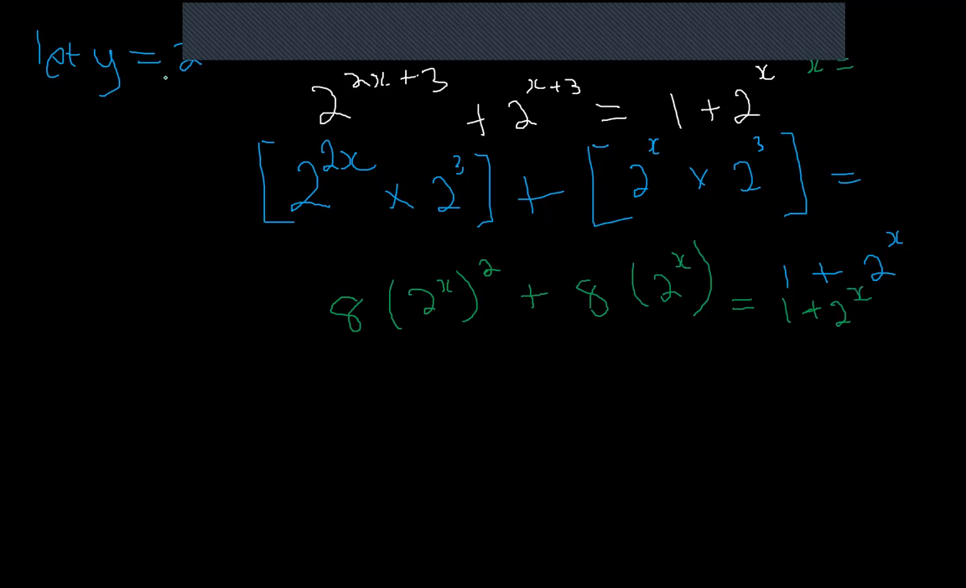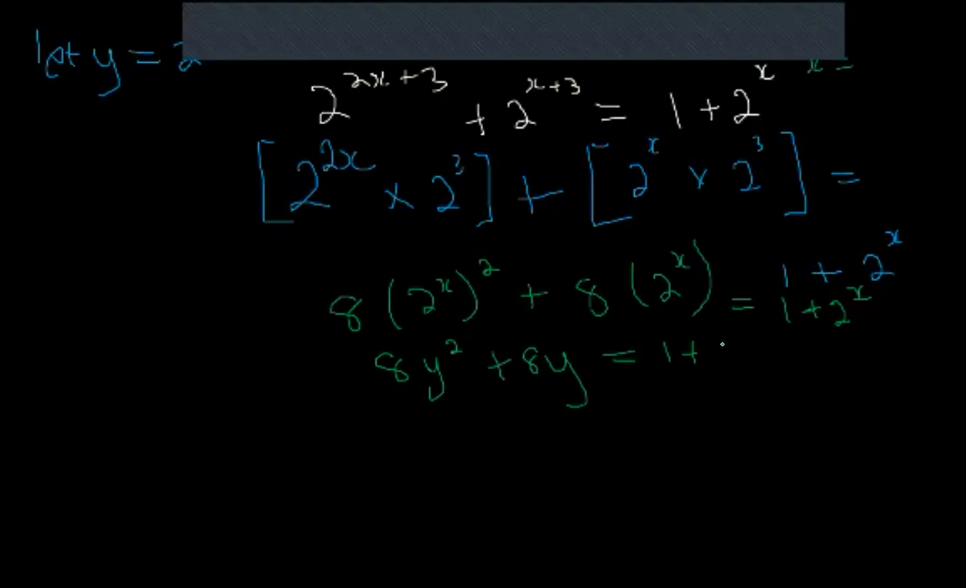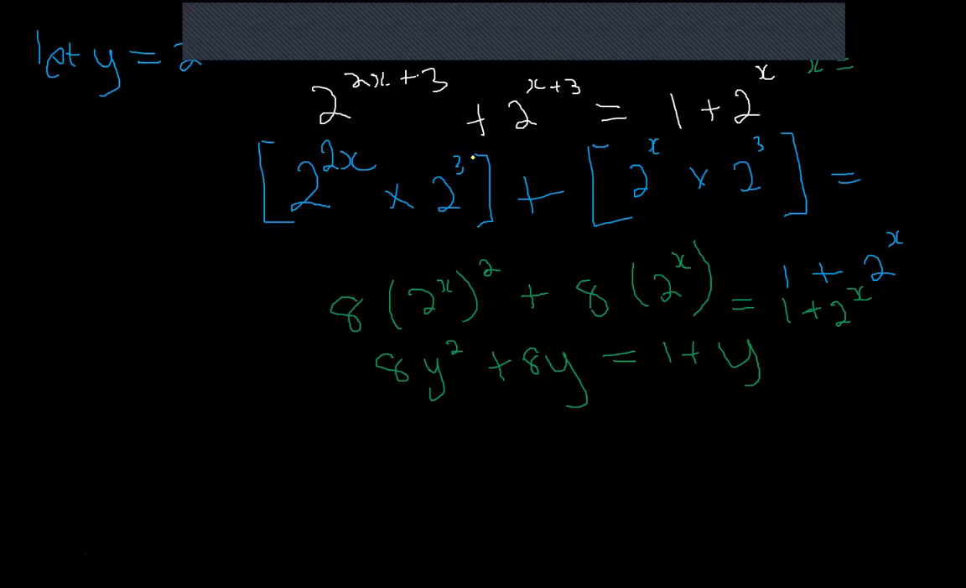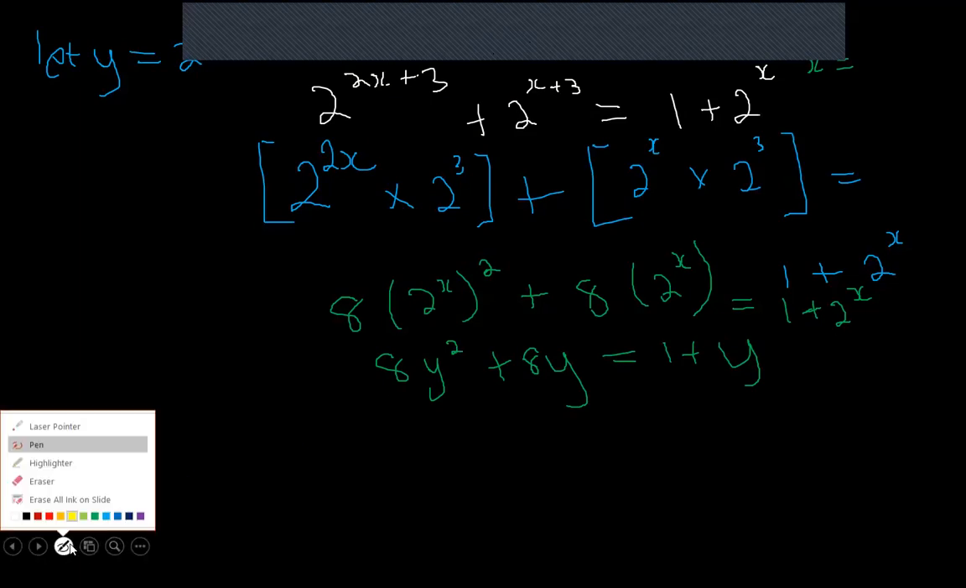I said I'm going to let y equals 2 to the power of x. So I could rewrite this entire equation as 8y squared plus 8y is equal to 1 plus y. I could rearrange this equation because remember, the goal is always to write it in its linear form or its quadratic form. I could tell that this is going to be a quadratic because of the squared. I see y squared. So I know it's going to be a quadratic.